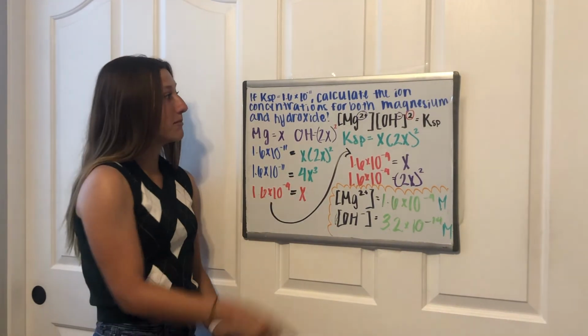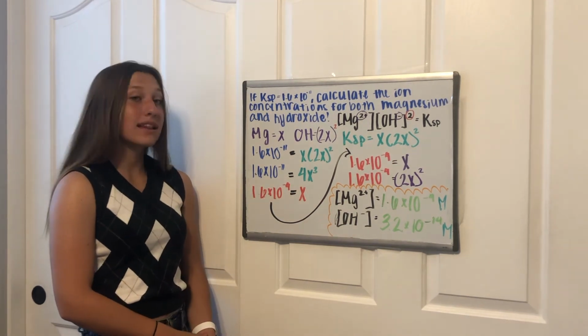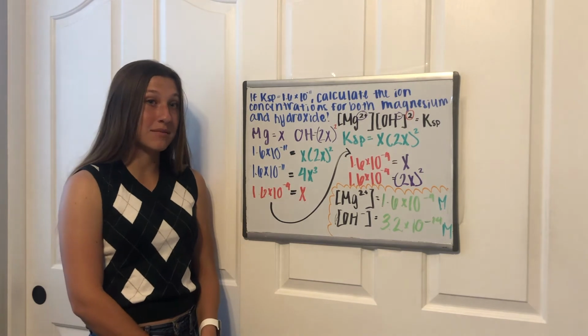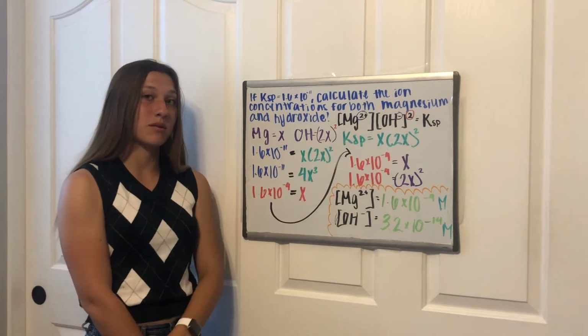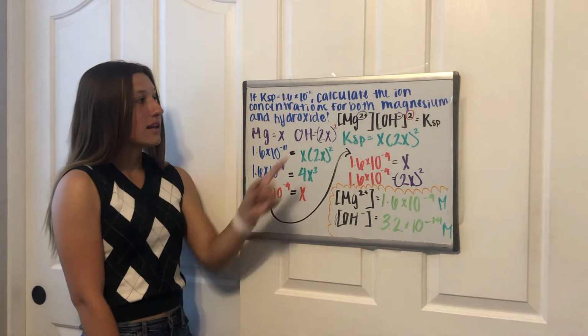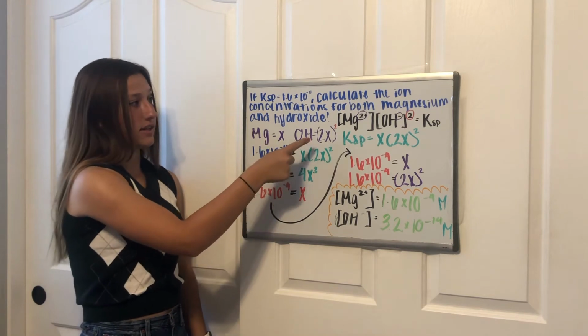Now it's time for the fun math stuff that everybody's been waiting for. We are given the problem, if KSP equals 1.6 times 10 to the negative 11, calculate the ion concentrations for both magnesium and hydroxide. Well, here's our equation that we just came up with for the solubility product constant. Now, we see that the charges are different, which means that our X values are going to be different.